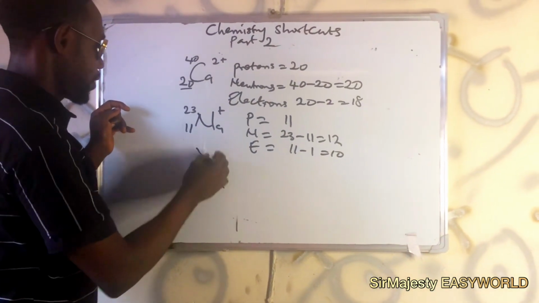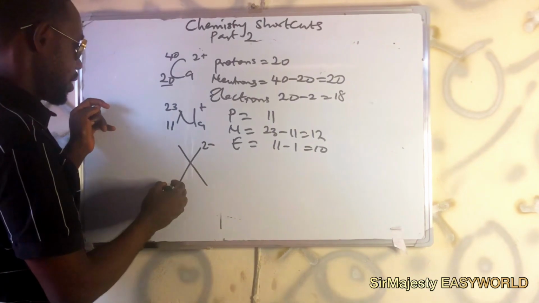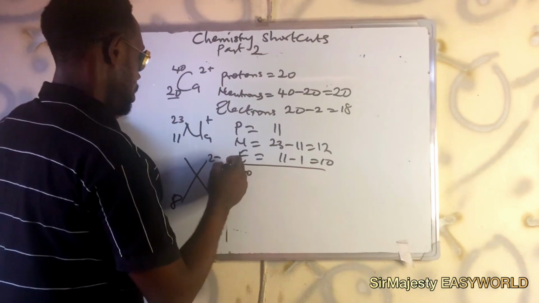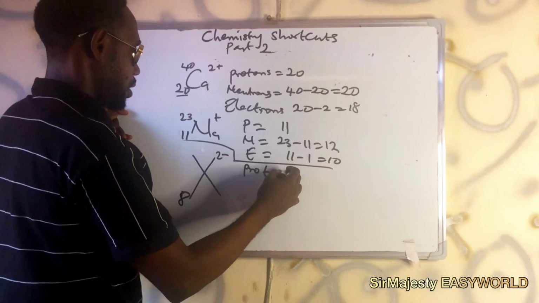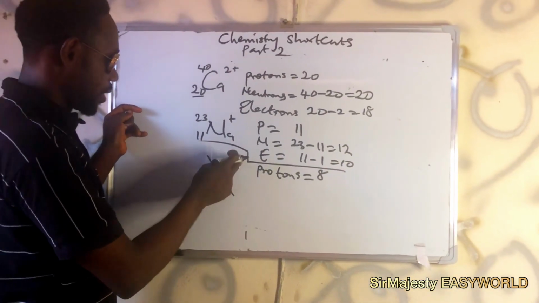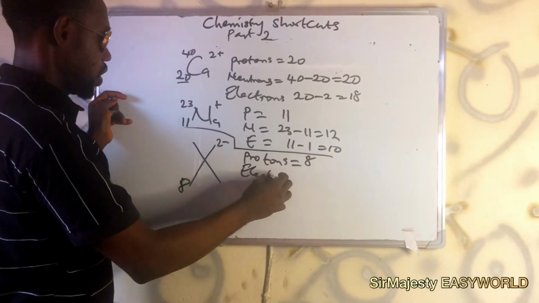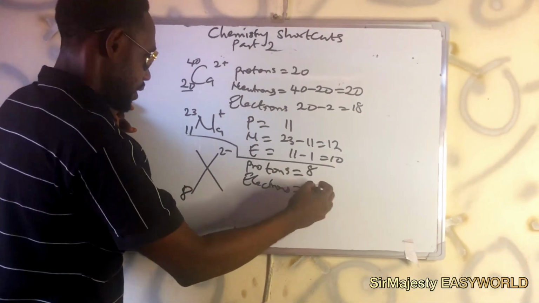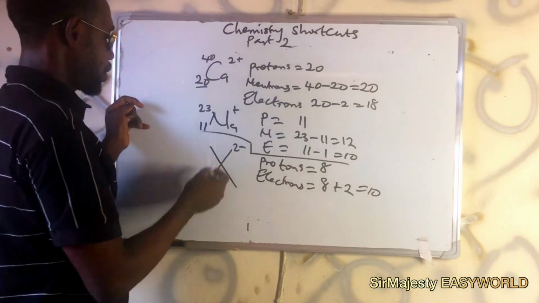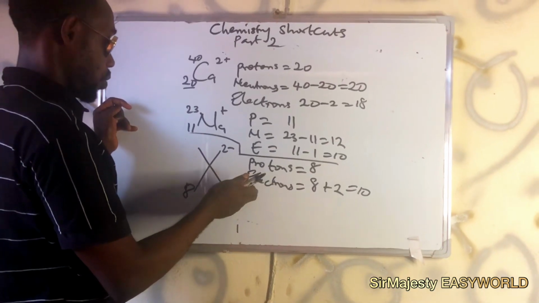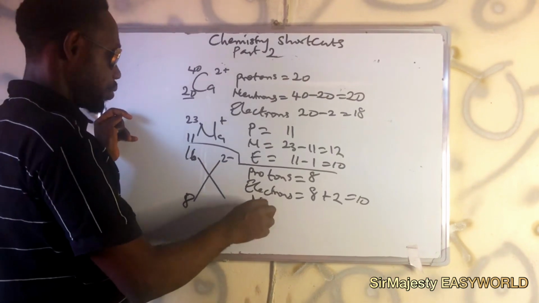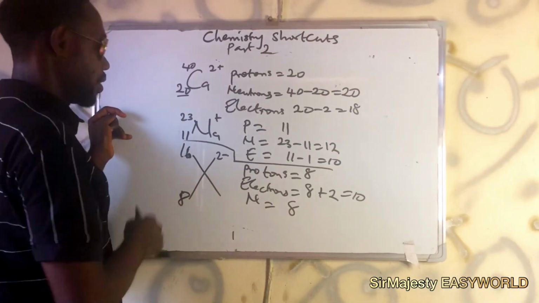Now, what if we have something like this, and there is 2 minus here, and then 8 over here? How many protons are here? 8. Then how many electrons? Because I saw 2 minus, I will now add. Electrons are now 8 plus 2, because this is minus, I'll just sum it up, which will give you 10. This is oxygen, of course, and 16 will be here. If 16 is here, it means that neutron is also 8, because 16 minus 8.